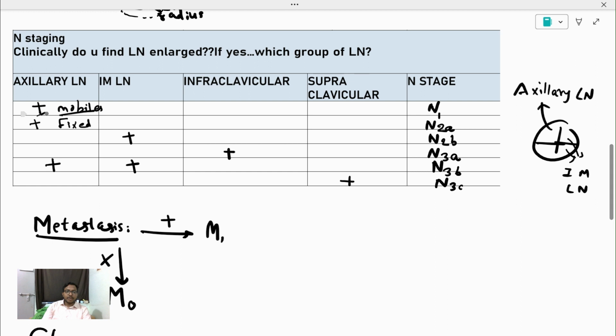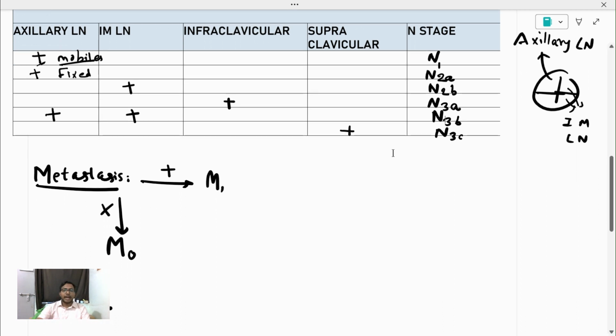So, when axillary lymph nodes are enlarged and they are mobile, it is your N1. When they are enlarged but fixed, that is your N2A. Whenever you have only internal mammary lymph nodes enlarged in the absence of axillary lymph nodes, that is your N2B. Whenever you have infraclavicular lymph nodes, it is N3A. So if axillary lymph nodes and internal mammary lymph nodes both are enlarged, it is your N3B. Okay. So this is regarding your N grading.